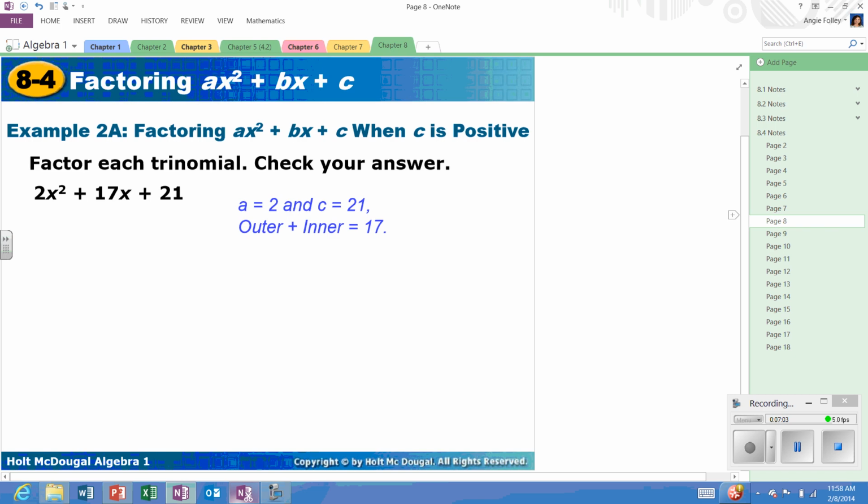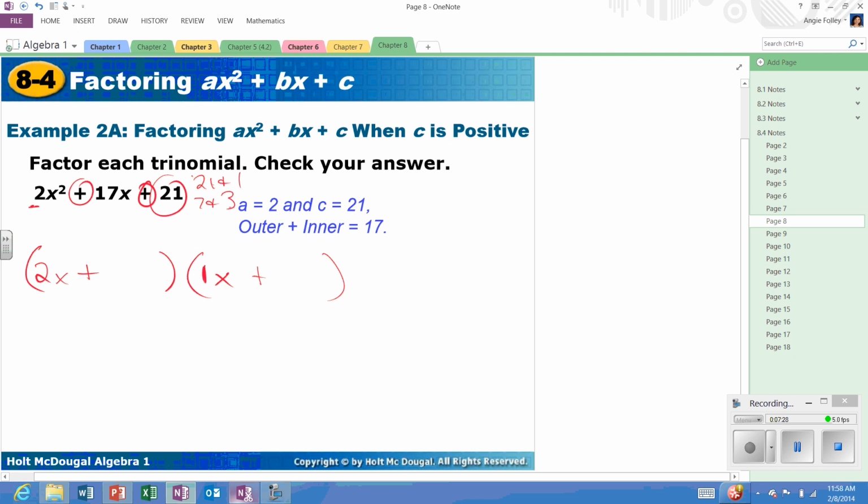All right, so let's try another one. So we know we need 2 sets of parentheses. Now the only factors of 2 are 2 and 1. So that's our only option to put out in front. So that kind of helps. And we know that we need the same sign, and that sign is going to be positive. So what numbers multiply to give me 21? Well, I've either got 21 and 1 or 7 and 3.